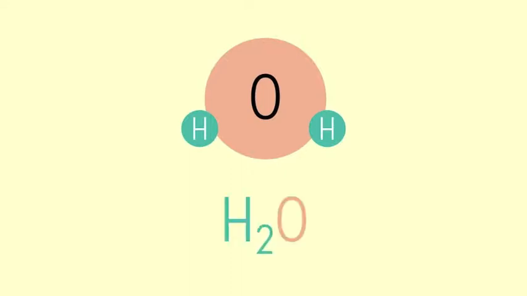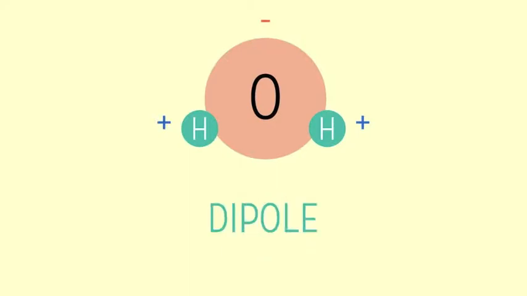Now, the oxygen atom in water is much more electronegative than the hydrogens because it likes to draw negatively charged electrons toward it. This gives water a positive end near the hydrogens and a negative end near the oxygen. This unequal sharing of electrons is known as a dipole. Opposites attract, and so molecules with dipoles like to form a very organized pattern.